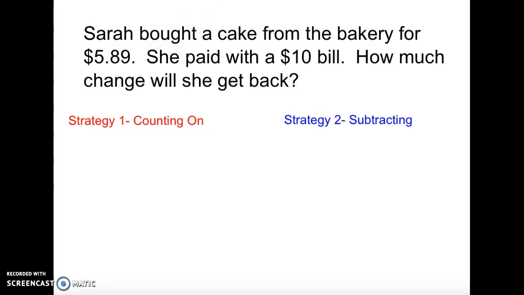Our first problem says, Sarah bought a cake from the bakery for $5.89. She paid with a $10 bill. How much change will she get back?